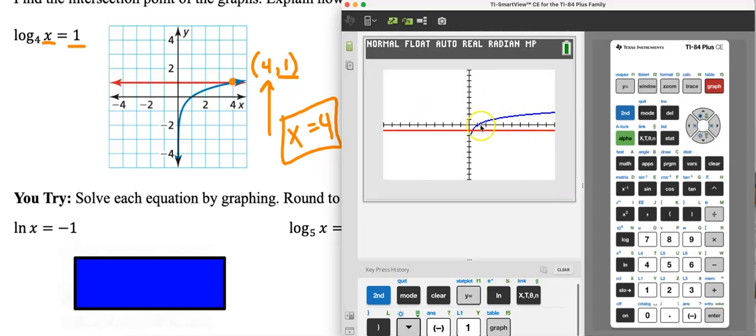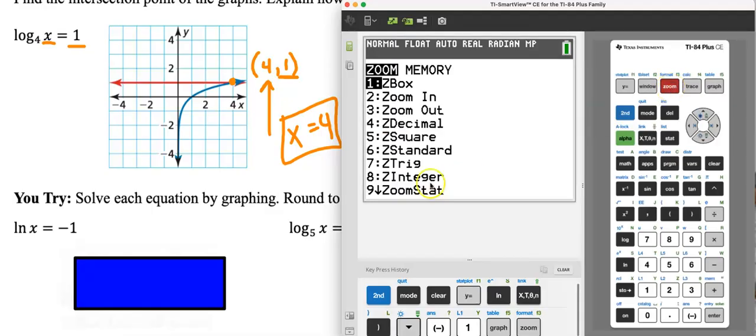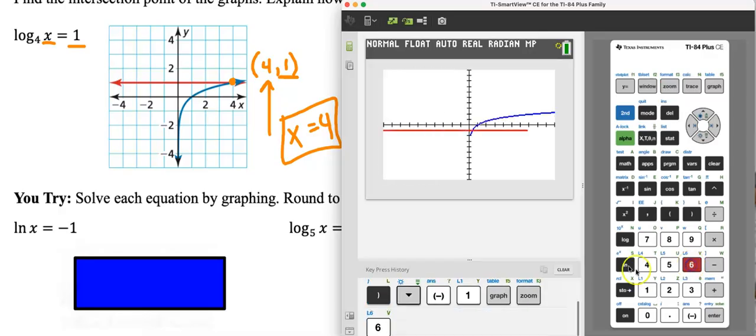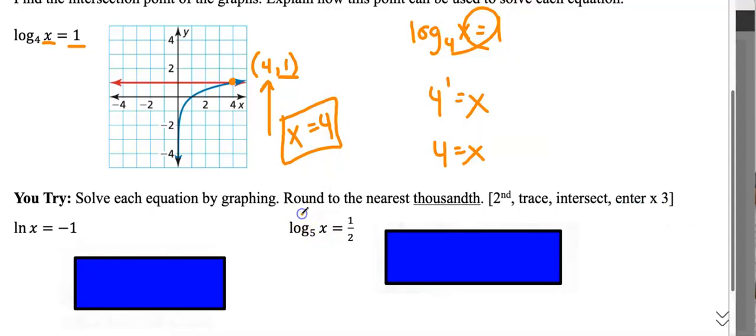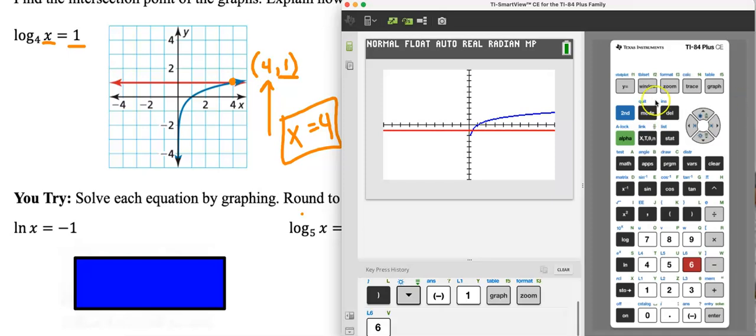Now if your screen does not look like mine, the first thing to troubleshoot is to press zoom and go to the standard graph. If you press zoom and go to 6, that will give you this normal 10 by 10 grid. Now I just need to know the intersection. Clearly that is not a nice number, that is a decimal. It says round to the nearest thousandths, and I wrote the steps you're going to press in the calculator: second trace, intersect, and enter 3 times.